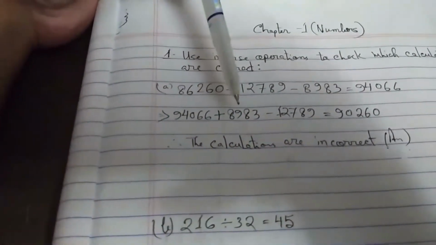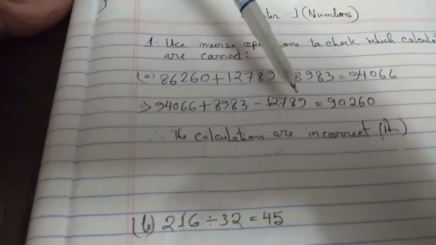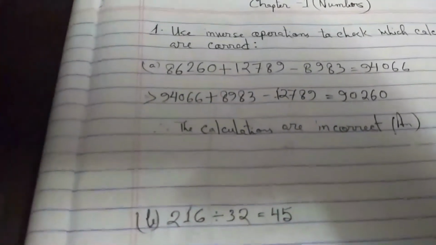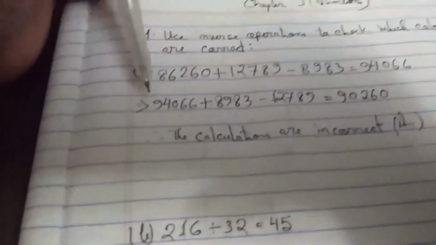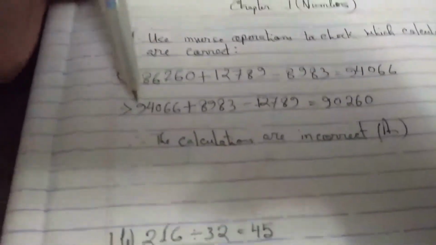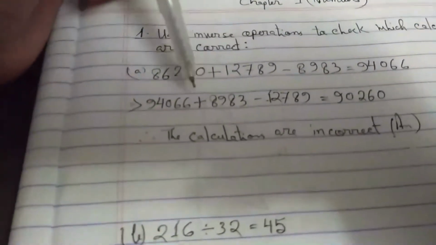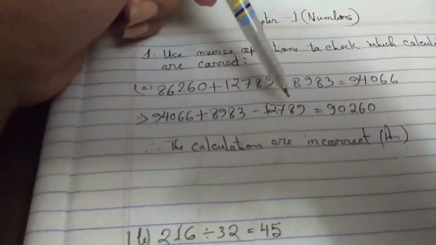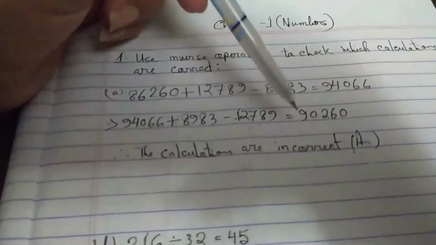So we have 94,066 plus 8,983 minus 12,789 according to the inverse operations. We are done with the inverse operation process. Now we have to find out the answer of this inverse operation. We will first add 94,066 plus 8,983. After adding this, whatever result we get, we will subtract 12,789 from it.